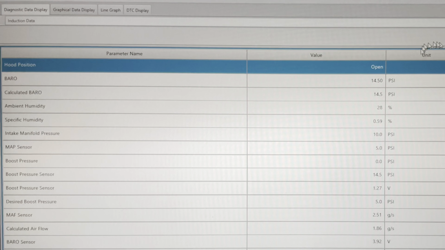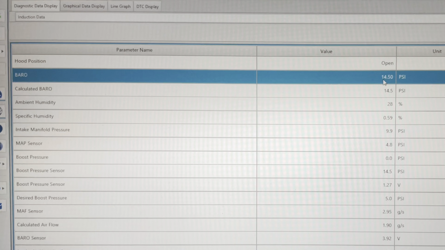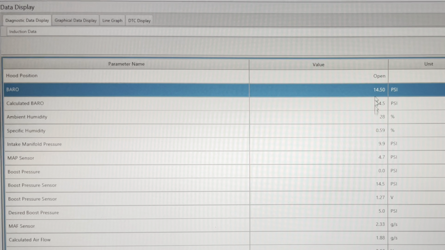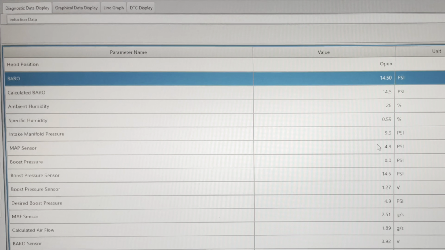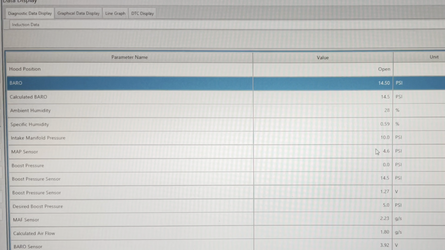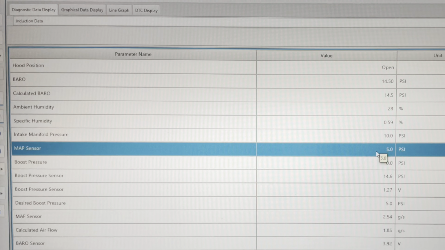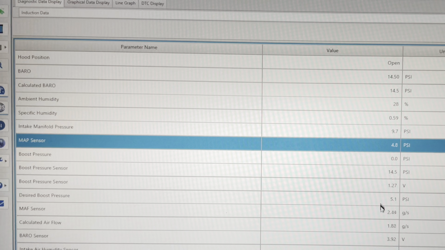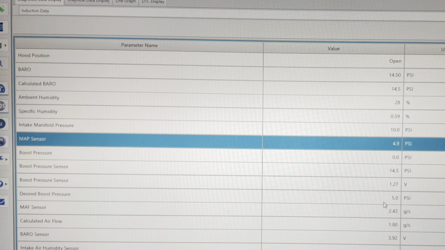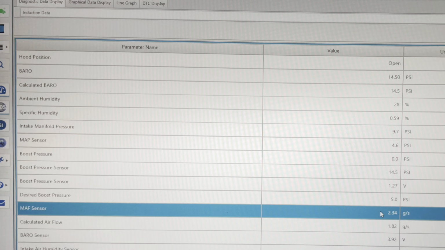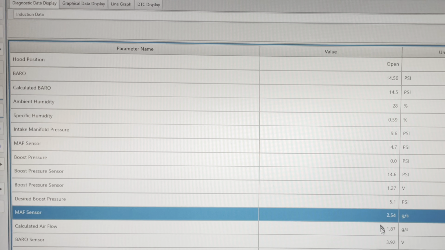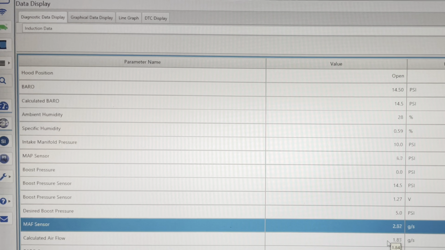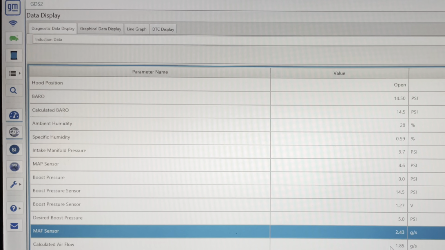Right away, I see that baro looks good. That's about the normal range for this area. And right away I see the map sensor is about where they normally run, 5 or 6 psi at idle. But I see a big problem here, is that the mass airflow sensor is reading a little bit higher than calculated airflow, and that would be the reason why we are setting a P1101 code.